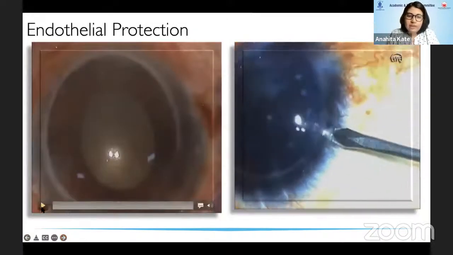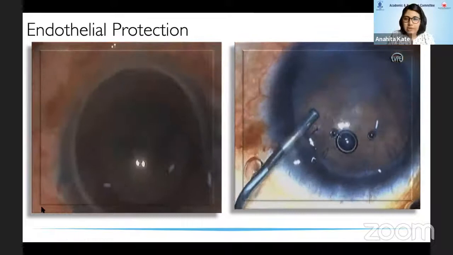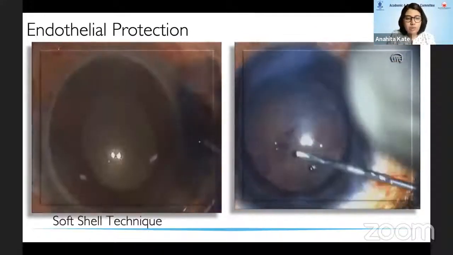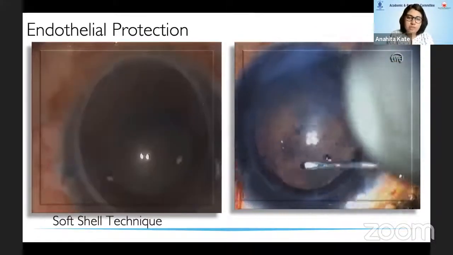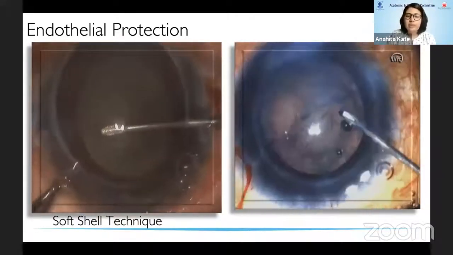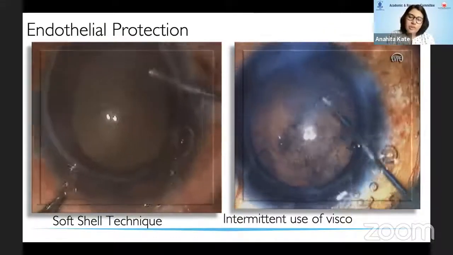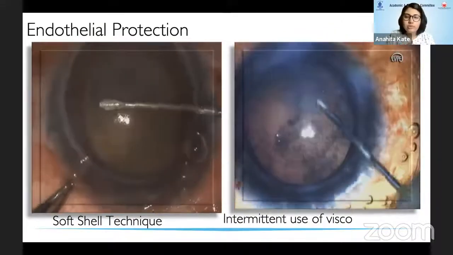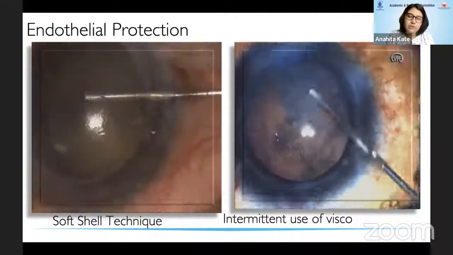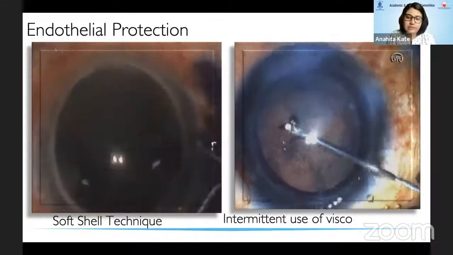The endothelium in these eyes is very precious, and several steps can be taken intraoperatively to protect this layer. One is using the soft shell technique, where a dispersive visco is injected followed by a cohesive one. And between each step, visco has to be injected continuously, especially during emulsification of the nucleus. Here the probe has to be intermittently removed, and visco has to be used to coat the endothelial layer.